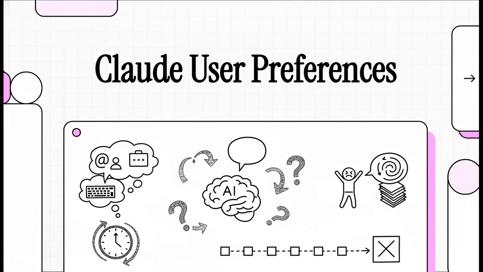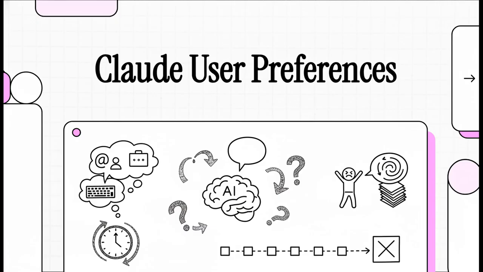Welcome to this explainer on Claude user preferences. Today we're tackling a massive daily friction you probably face when working with AI, and that is starting from absolute zero. Every single time you open a new chat, you're forced to retype the exact same context, the same role, and the same formatting rules.